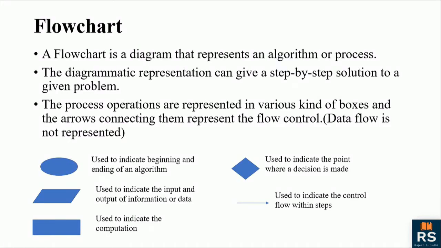Now, after the algorithm, we have the flowchart. So, what is a flowchart? A flowchart is a diagram that represents the algorithm or process. The diagrammatic representation can give a step-by-step solution to a given problem. The processes and operations are represented in various kinds of boxes, and connecting arrows represent the flow of data or the flow of operations, whatever may be.